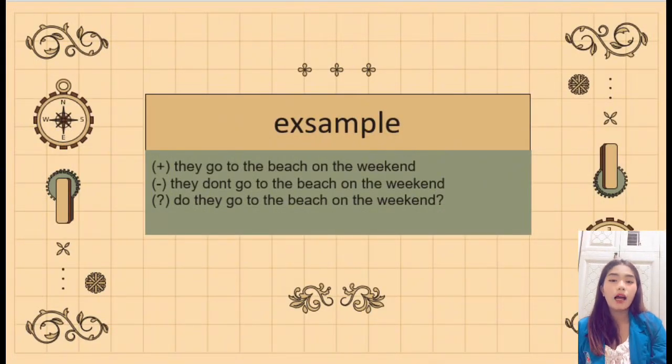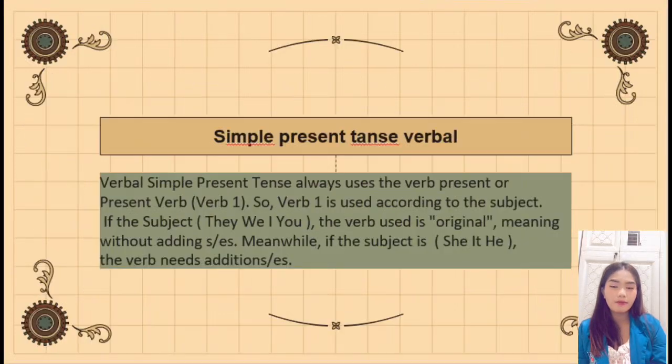Example. For positive: they go to the beach on the weekend. And for negative: they don't go to the beach on the weekend. And for interrogative: do they go to the beach on the weekend?